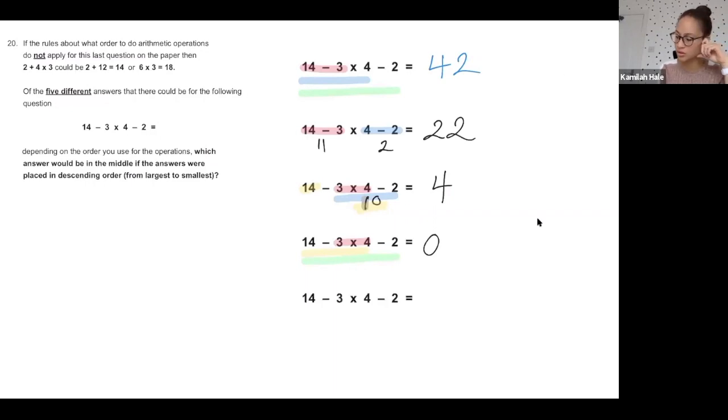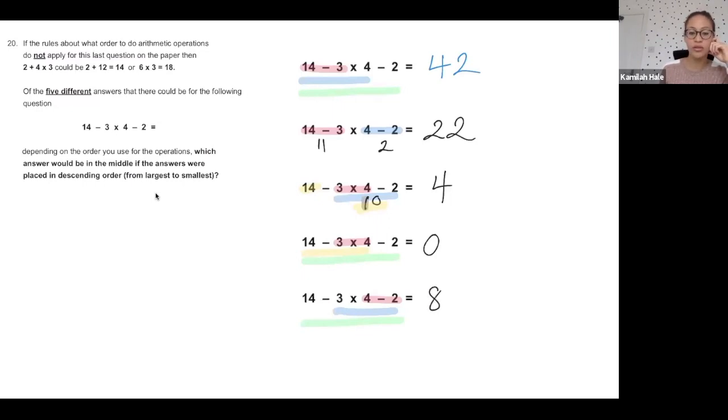Has anyone given me that answer? No, there's one more way to do it. Try starting at the end. Okay, if we start with 4 minus 2, that gives us 2. And then we're working backwards. We do 2 times 3 is 6. And then you do the 14 minus the 6 and you get 8.